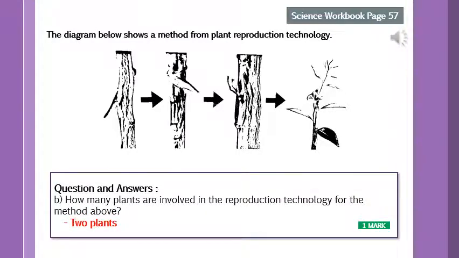Second question. How many plants are involved in the reproduction technology for the method above? So I just mentioned it just now. Bud grafting needs two plants to fuse with each other to produce a new plant with good breed. So the answer is two plants. And why do I only write two plants? Because the mark here stated is only one mark. So you don't have to explain it like two plants are involved in the reproduction technology for the method above.